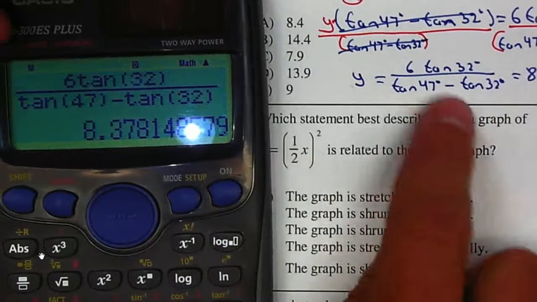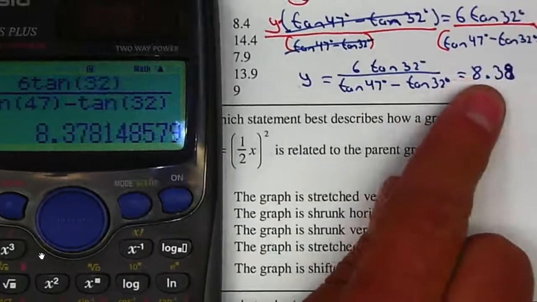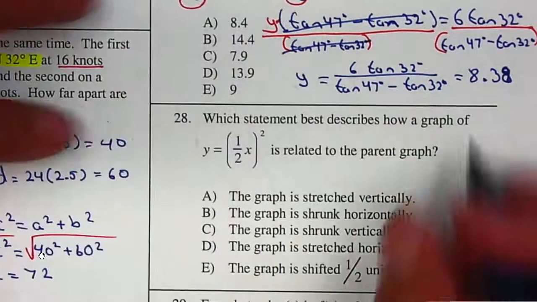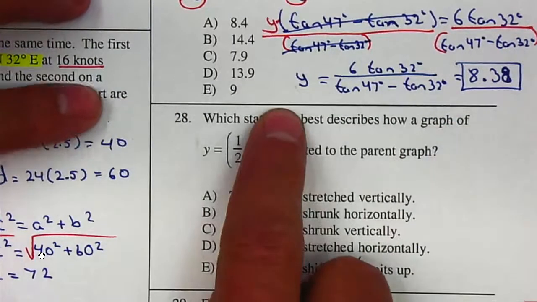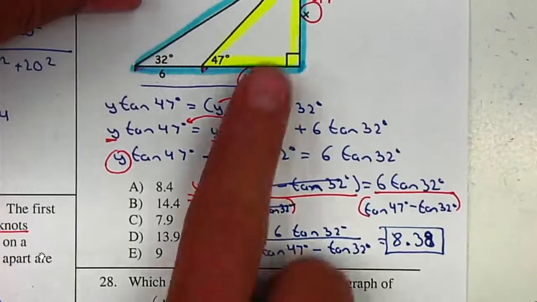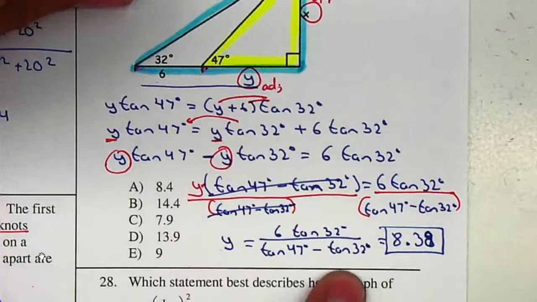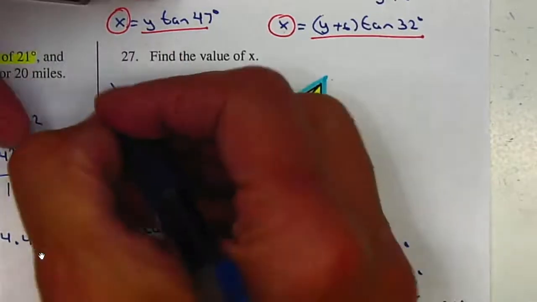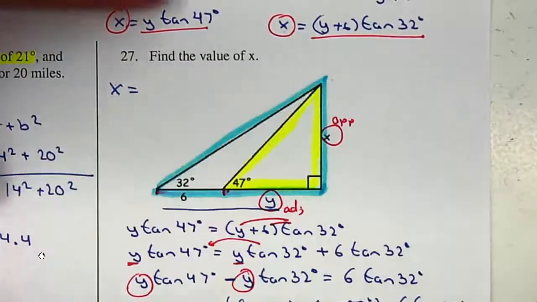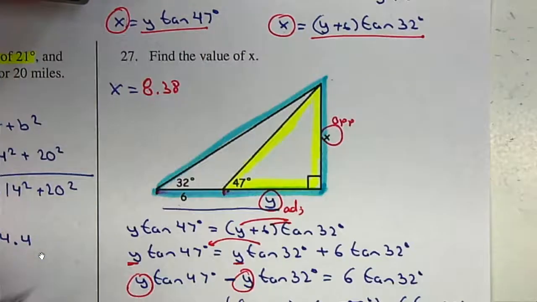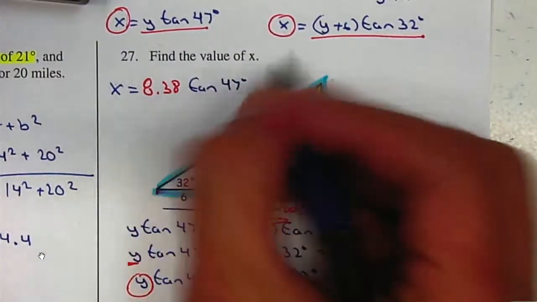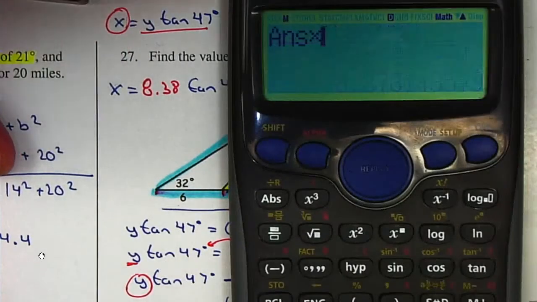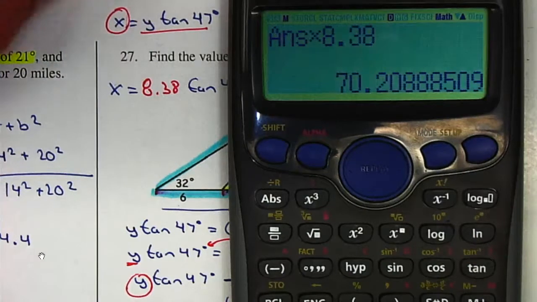Now remember that you want to keep your tangents throughout so you can get a more exact answer. If you start simplifying or just typing in your tangent of 32 from the very beginning, your answer will be off. Now that is the value of y. But if you remember correctly, I'm looking for x. So now that I have my y, I'm going to plug it in, and I will be able to find my x. So x is equal to 8.38 multiplied by the tangent of 47 degrees.